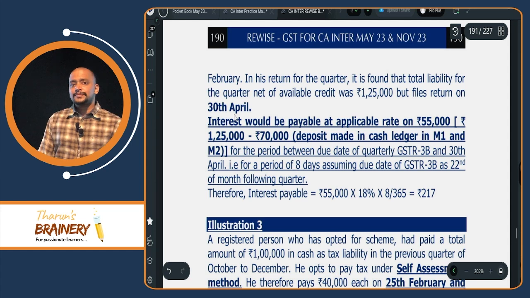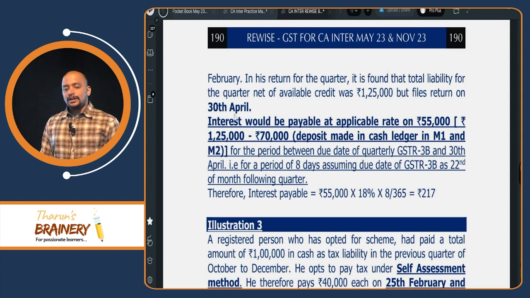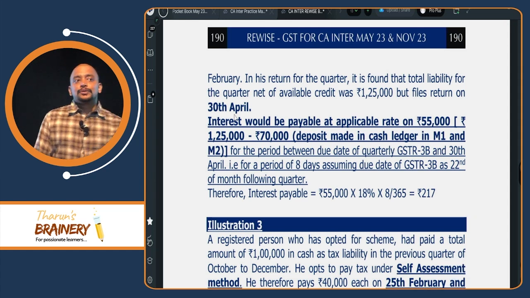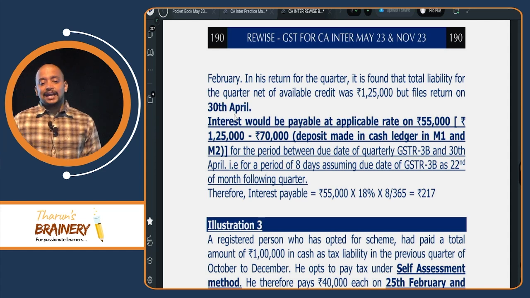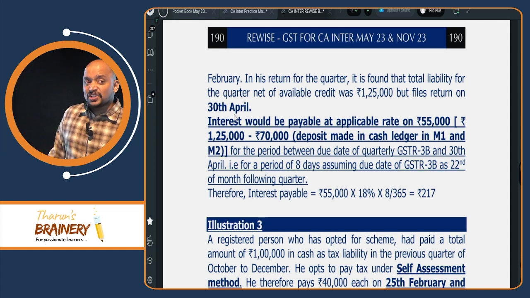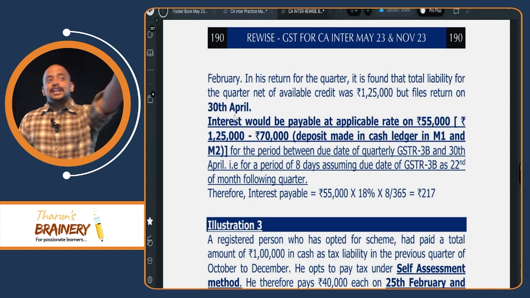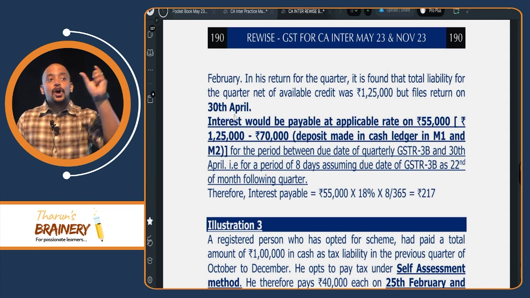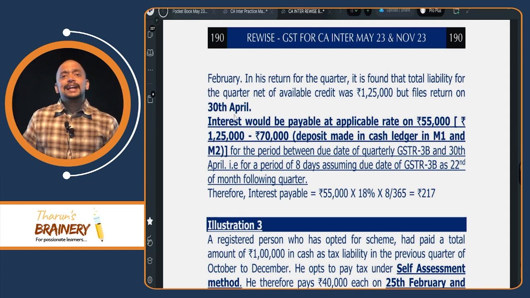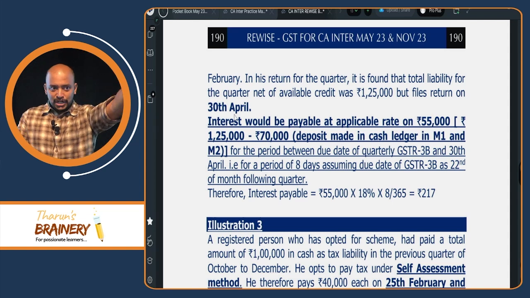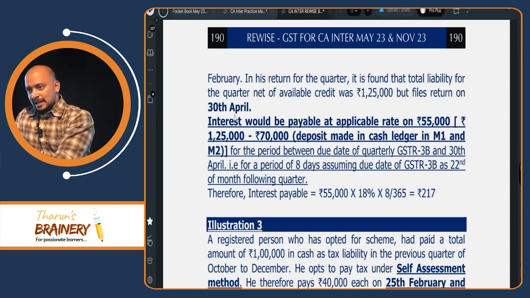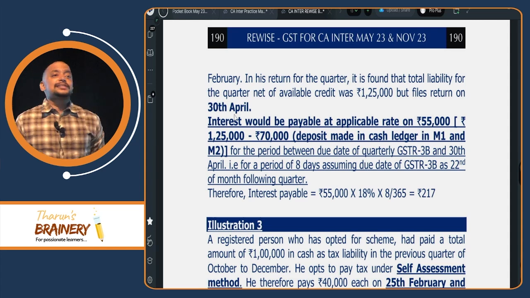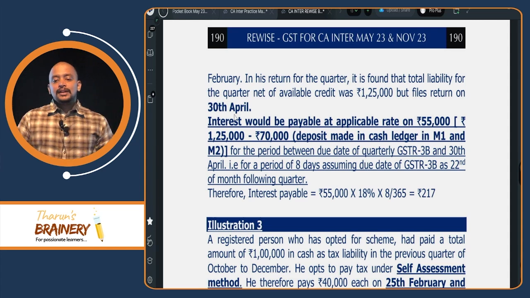What is the due date? For January to March, what is the due date? 22nd of April. But he paid on which date? 30th April. Now whether he need to pay interest? Yes. For how many days? 8 days. Why 8 days? 22nd April was the due date, but he paid on 30th April. So 8 days, interest is computed on what?